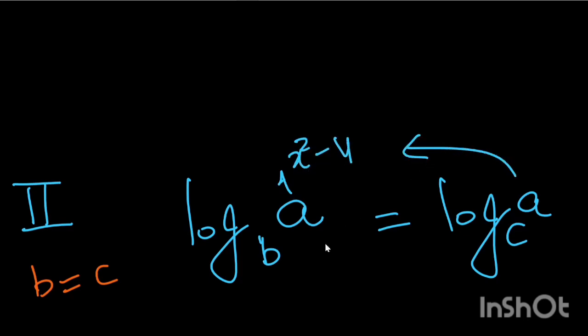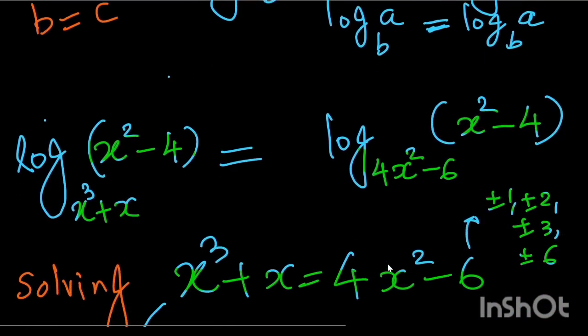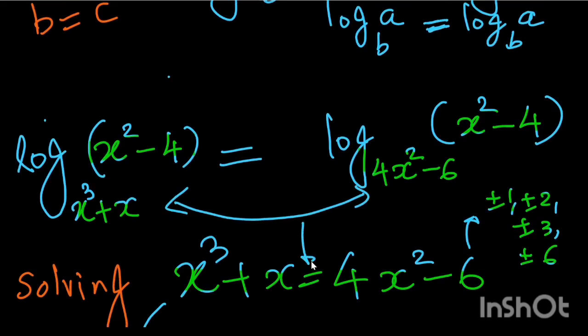So we need to equate the bases so that log a base b becomes log a base c, since c is also equal to b, so log a base b equals log a base b, the equality would be satisfied. So b is equal to c, we will do. So here what we will do, we will equate these two like this.